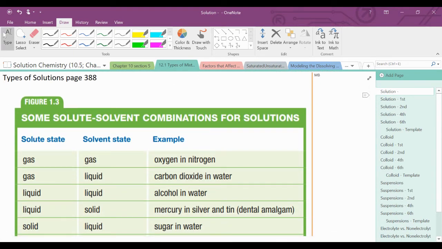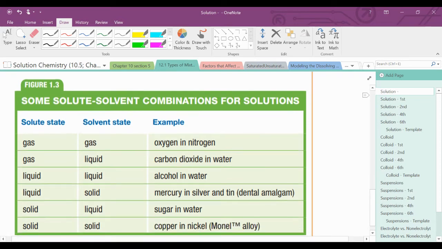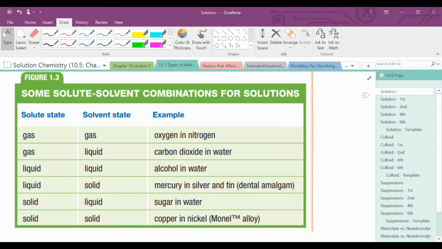Okay, so when we think about solutions, we think about a solution that's in a liquid phase. So typically you've taken a solid and you've dissolved it in a liquid. But it's important to note that solutions can have many states of matter. So if we're looking at this figure from your textbook, you can see it's possible for the solute to be a solid, a liquid, or a gas, and the solvent also to be a solid, a liquid, or a gas. So they can occur in any state of matter. Okay, so that's our first type of mixture, our solution.